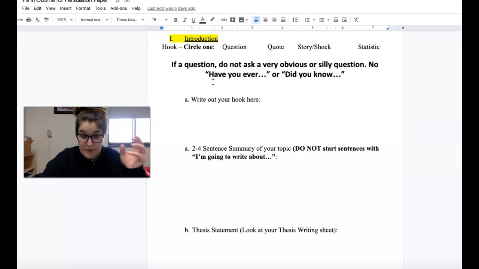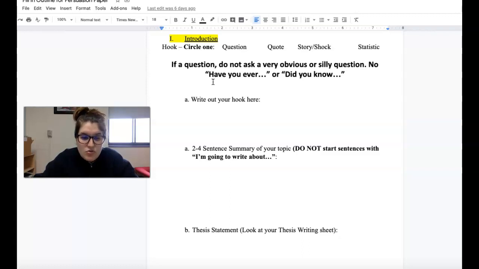You could write a story that's shocking or pulls at my heartstrings or something like that, okay? A hook should be interesting. It should get me to be like, wow, this paper is different from the 100 other papers I'm going to read. It sticks out to me. It's interesting right off the bat, okay?